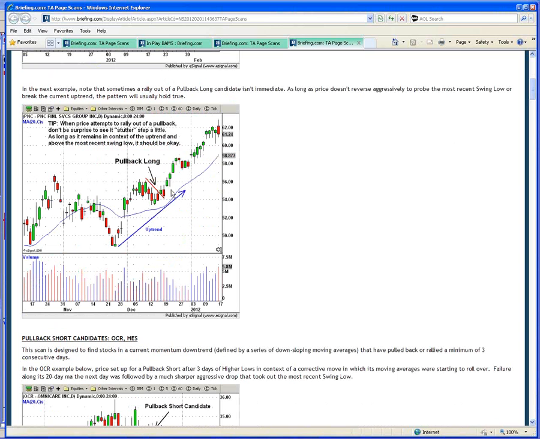Down here, back on the example page, we have PNC. It was a pullback long candidate. It looked like it failed. It triggered here back in December. It kind of triggered above the higher day's low. Didn't take out the previous day's low. But overall, the 20-day moving average was moving higher. The uptrend was in place. You could say the bullish flag was in place. The pullback was still in effect.